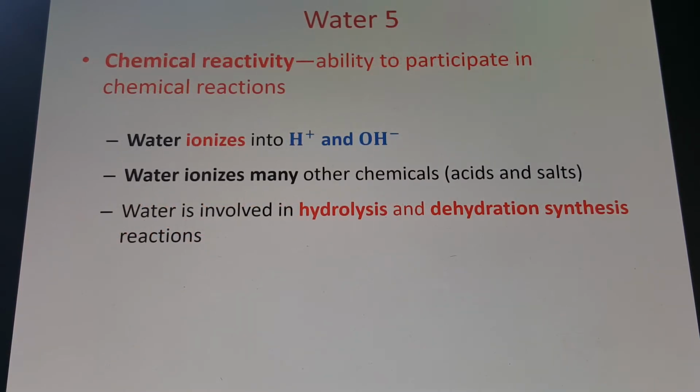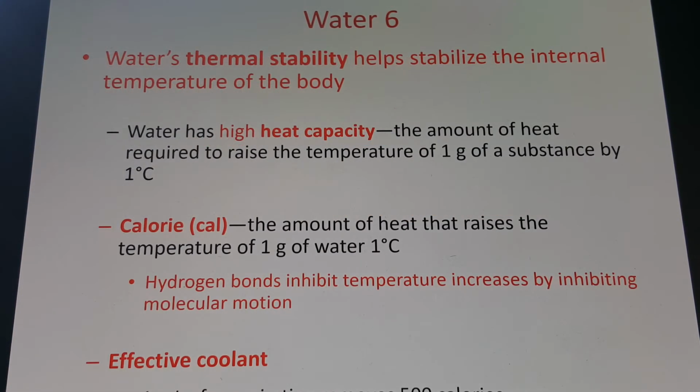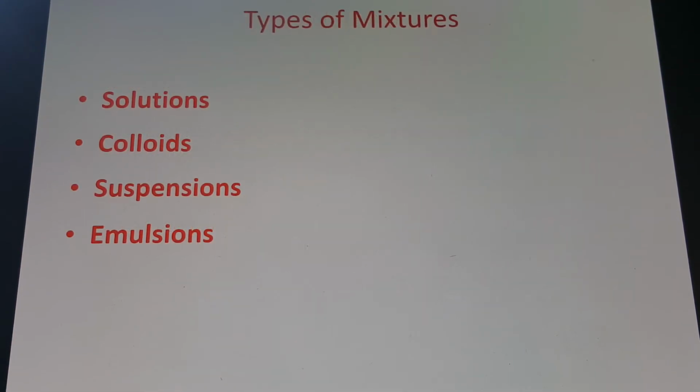And more stuff about water. Water itself can ionize. Okay, nope, we'll still keep going. Okay, so with our water, it is our basis, our solvent for all of the different mixtures in our body, and we have 4 different types. So we have solutions, colloids, suspensions, and emulsions.